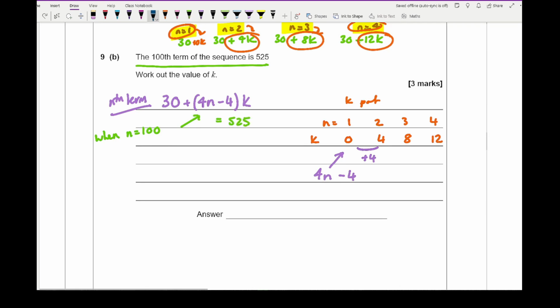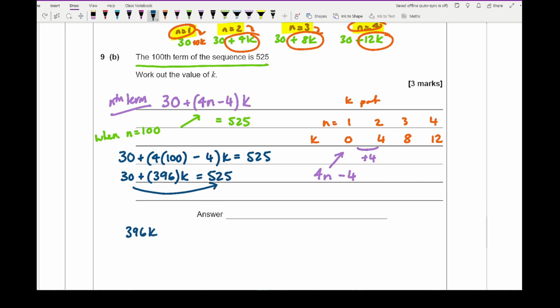So what I've then got is 30 plus 4 lots of 100 minus 4k equals 525. And what I want to do is solve this for k. So what I've got is 30 plus 400 take away 4 is 396, k equals 525. Take the 30 over to the other side, in which I'm going to end up with 396k equals 495.